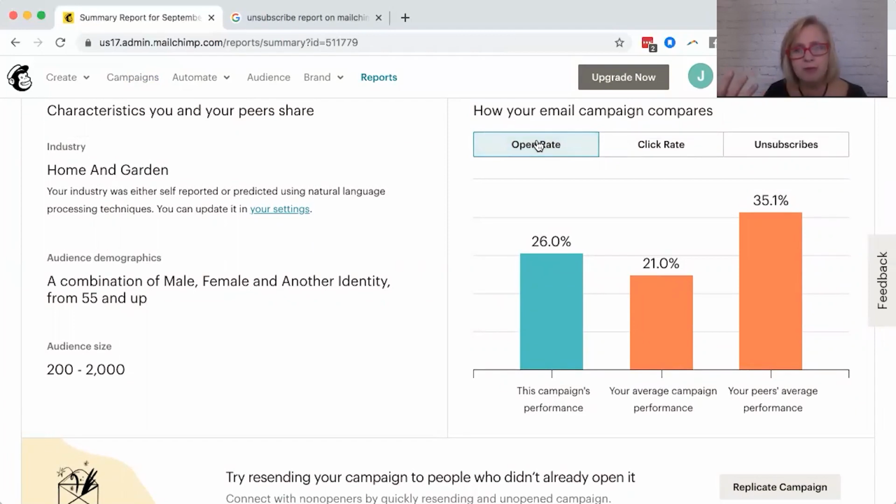So on average, you do about 21%. And then other people in your industry do 35%. So you might be thinking, I can do better. That's what this would tell me.